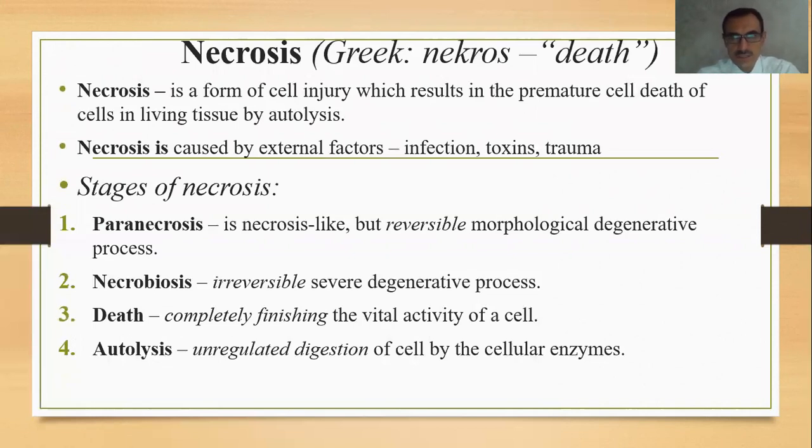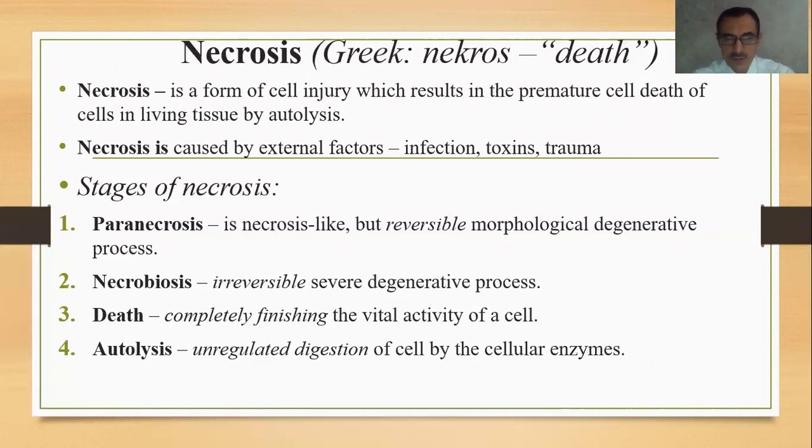As we discussed, necrosis is taken from the Greek name necros, meaning death, deadness. Necrosis is a form of cell injury which results in the premature death of cells in living tissue by autolysis. Necrosis is caused by external factors such as infection, toxins, trauma. There are 4 stages of necrosis.